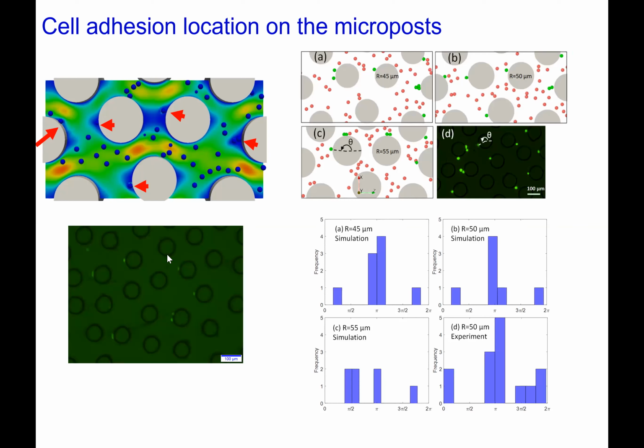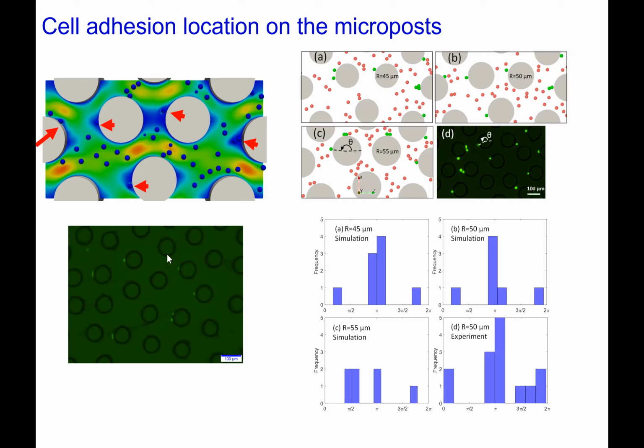We characterize the location based on an angular parameter called theta, measured from the horizontal angle and going all the way around. So if theta equals 0, it means it's adhered to the rear end of the micropost. If theta equals pi, it means it's at the front end of the micropost, because the flow moves from the left to the right. And then figure D shows the adhered cells on the micropost in a microfluidic device experiment.